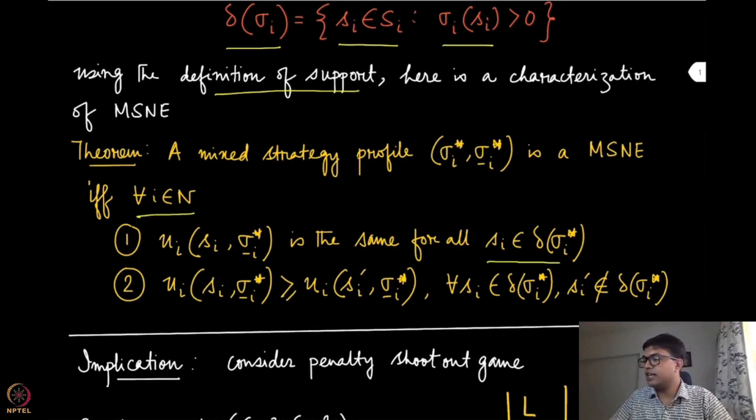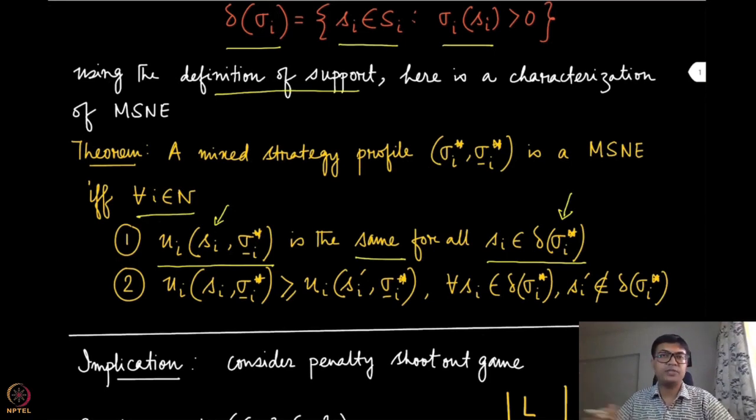First, if you look at the strategies in the support of this equilibrium strategy for player I, so delta of sigma I star, then the expected utility of that player for all those strategies in that support, when the other players are choosing sigma minus I star, is going to be the same. So this is the first condition, that the expected utility has to be the same. And remember that this is something that we were calculating when we gave that example. We are looking at the strategy profile of the other player, and then at the expected utility of this player in one strategy versus the other strategy. They have to be the same, and in the example that we gave first, 4/5 and 1/5, that was not true.